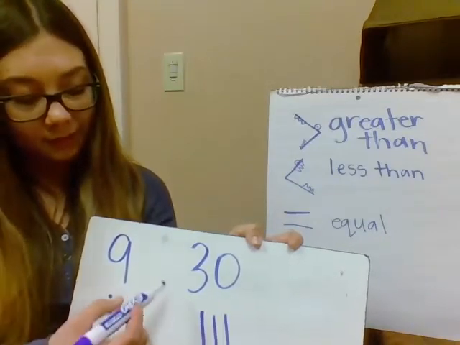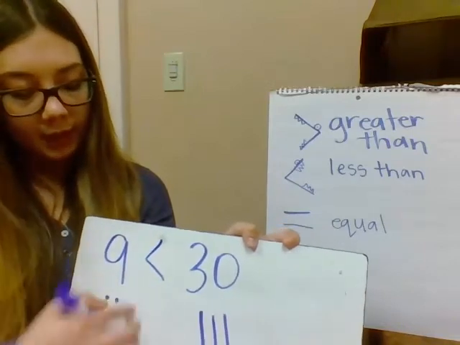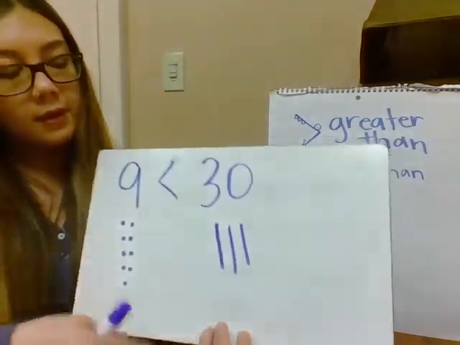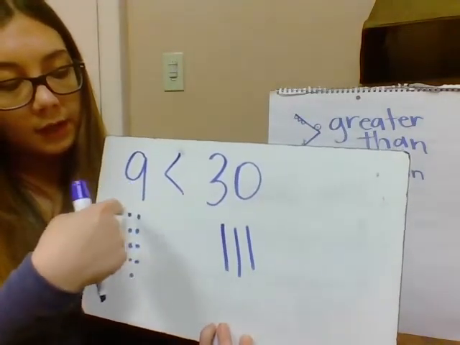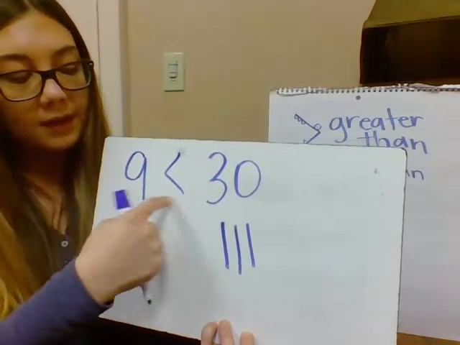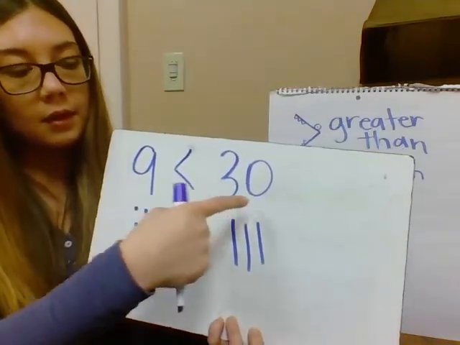Well, if I've got sticks of 10, I know 9 is less than 30. 9 is a smaller amount than 30. 30 is greater than 9. 30 is bigger, so when I see it this way, when it's written with the smaller number first, 9 is less than 30.